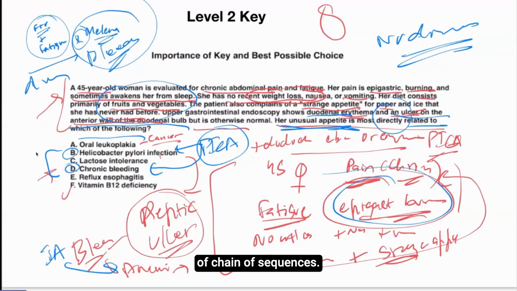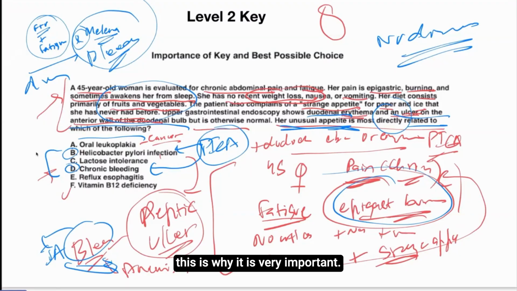If you look at the chain of sequences: bleeding, iron deficiency anemia, pica, versus H. pylori, it's an added layer. You need to have H. pylori, that should cause ulcer, that should cause bleeding, that should cause anemia, that should cause pica. So that is the answer.